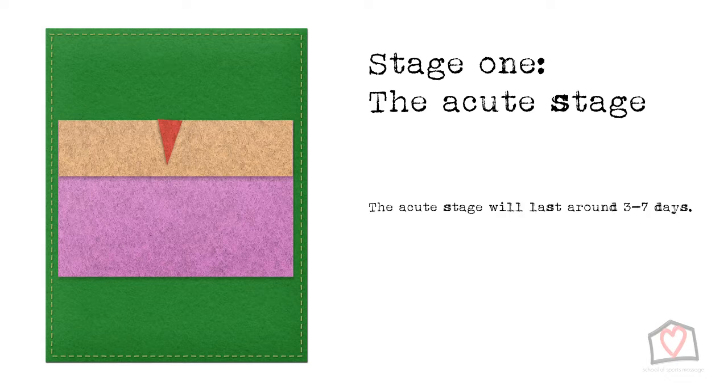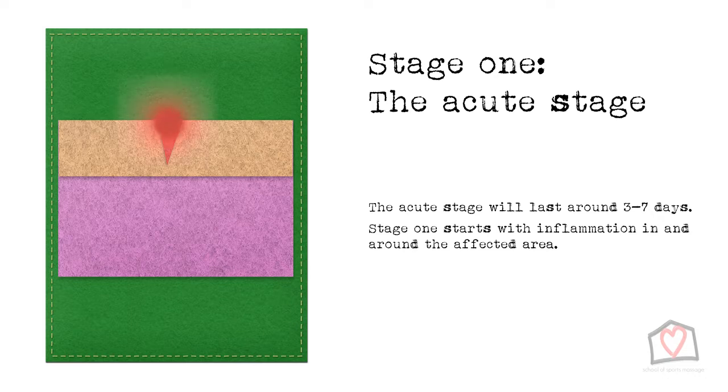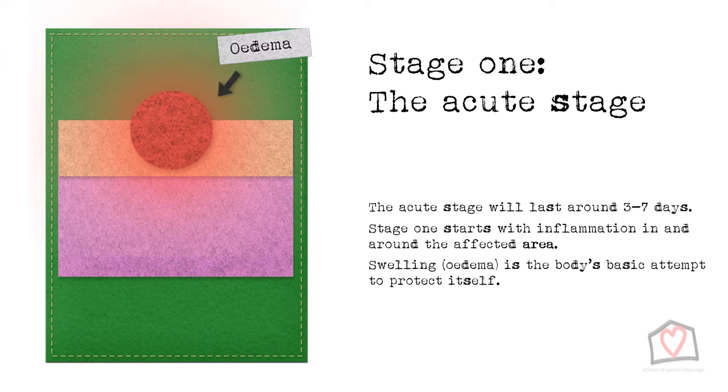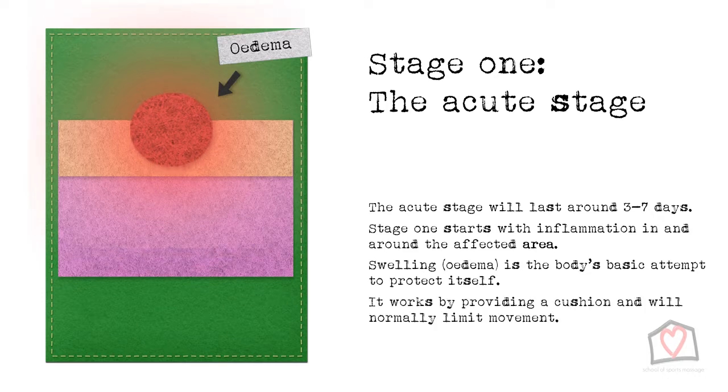The acute stage will last around 3 to 7 days. This starts with inflammation or swelling in and around the affected area, be it an area of tissue damage or foreign body. Swelling, referred to as edema, is the body's most basic attempt to protect itself. It works by effectively providing a cushion to further impact and will normally limit movement, as this can cause pain on contact or activity. This will enforce a period of rest and acts as an inflammatory marker to initiate healing.